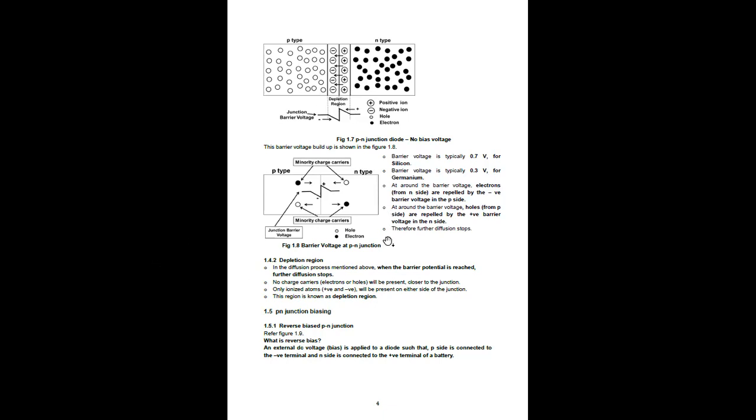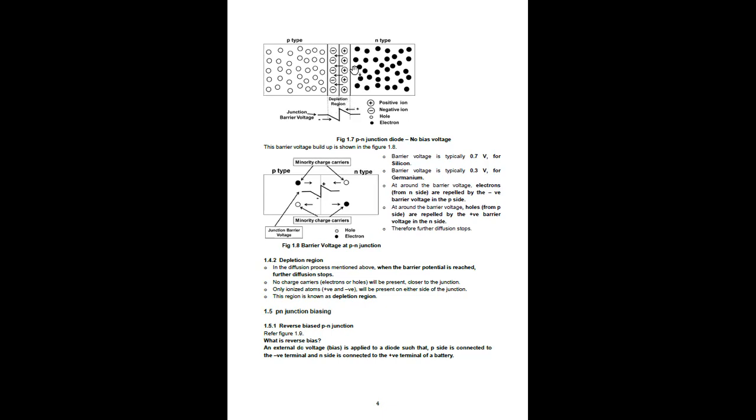Around the barrier voltage, electrons from the n side are repelled by the negative barrier voltage in the p side, and similarly the holes from the p side are repelled by the positive barrier voltage in the n side. Therefore further diffusion stops. So what is the depletion region? When the barrier potential is reached, further diffusion stops. So no charge carriers, neither electrons nor holes, will be present close to the junction. Only ionized atoms, positive and negative, will be present on either side of the junction. This region is known as the depletion region.